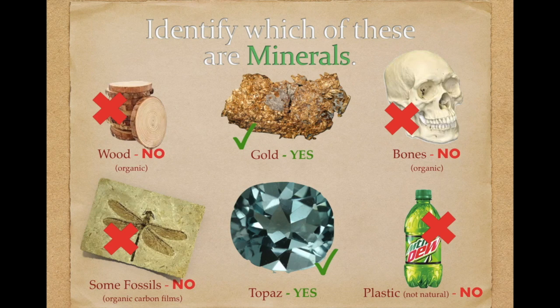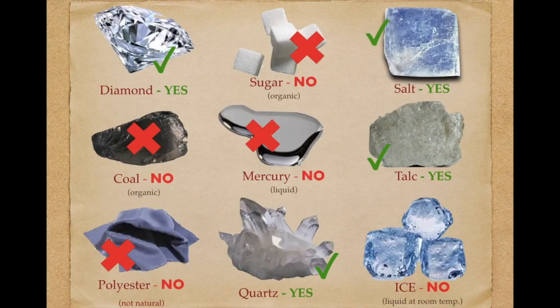Topaz is a compound mineral. That would be both gold and topaz because they're solid, they're natural, they're inorganic. They would be considered minerals. Okay, bones. Bones are organic, part of a living thing containing carbon, hydrogen, and so forth. So bones would not be a mineral. Plastic. Plastic would not be a mineral because it's not natural. It's man-made in the laboratory.